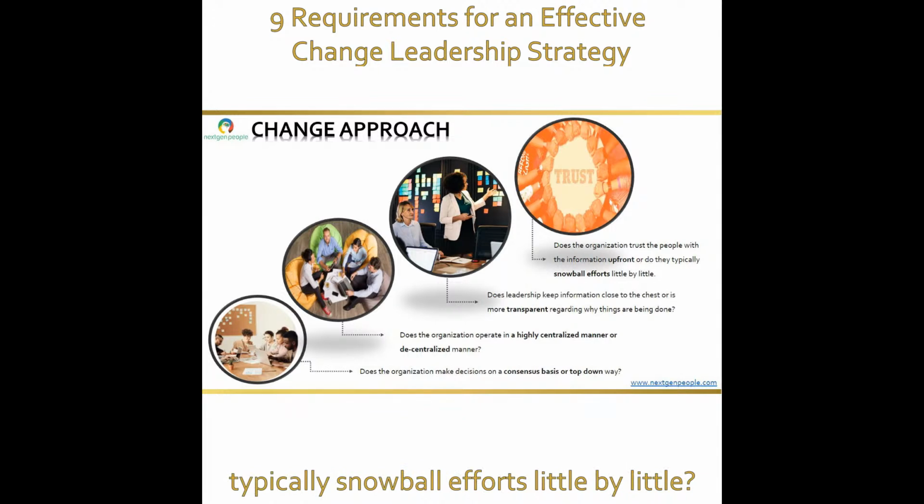Does the organization trust the people with the information up front, or do they typically snowball efforts little by little? Regardless of what is deemed right or wrong, you are going to need to ensure that you're going with the grain of the organization and not against it, unless going against the grain is part of an overall cultural transformation in itself.